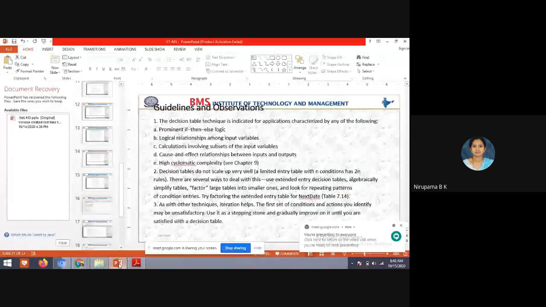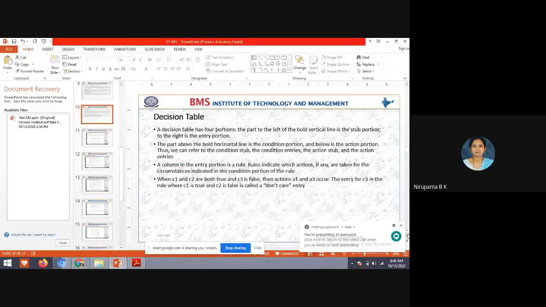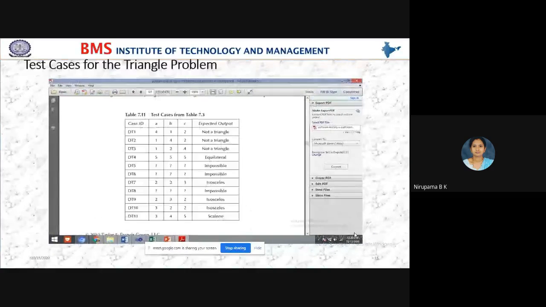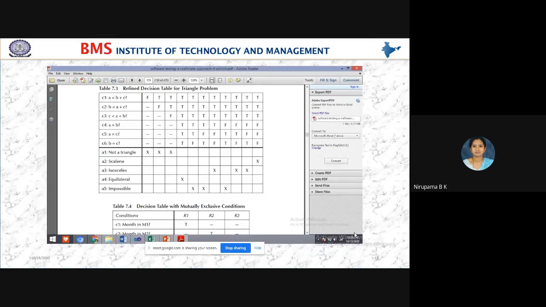Students, in last class we were seeing the decision table. This decision table was introduced in the early 1960s, and it is used to analyze. We have seen so many examples of decision tables in the last class.